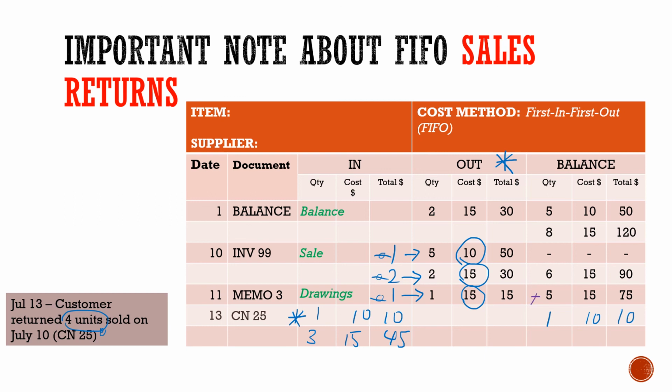And next we have 5 units here. Adding the 3 units returned to us, we now have 8 units at a cost price of $15. That's a total of $120.